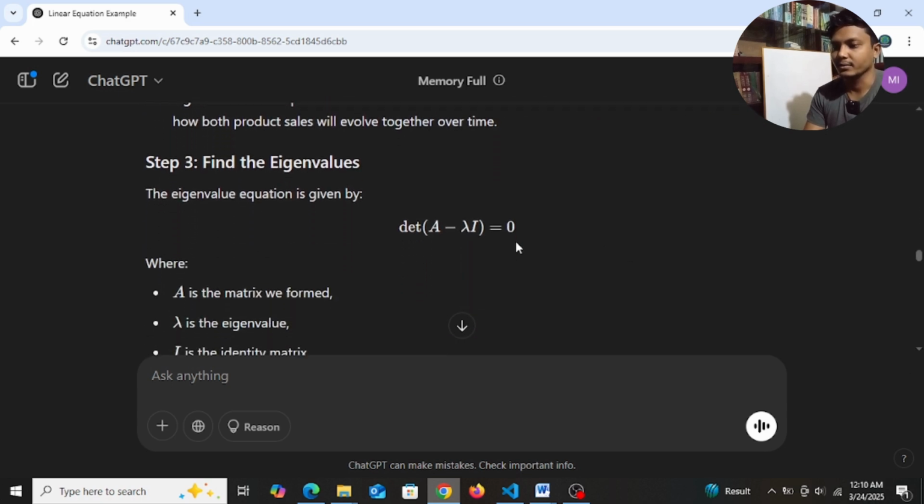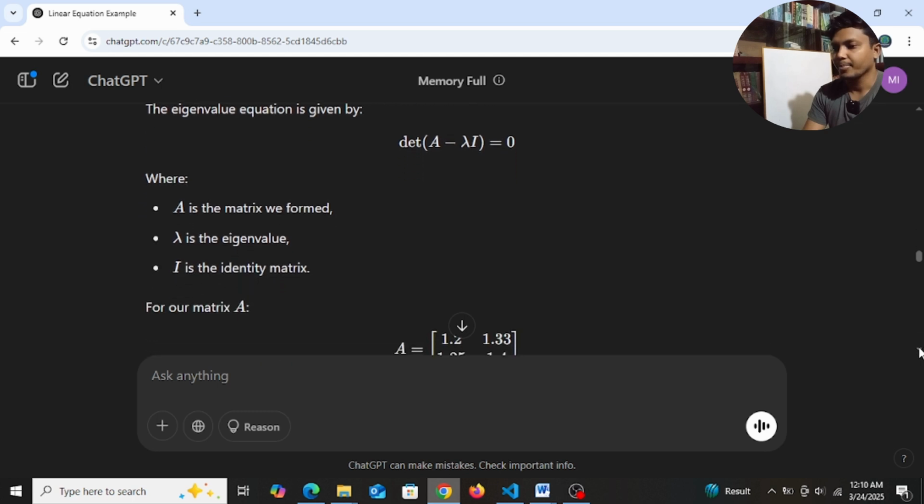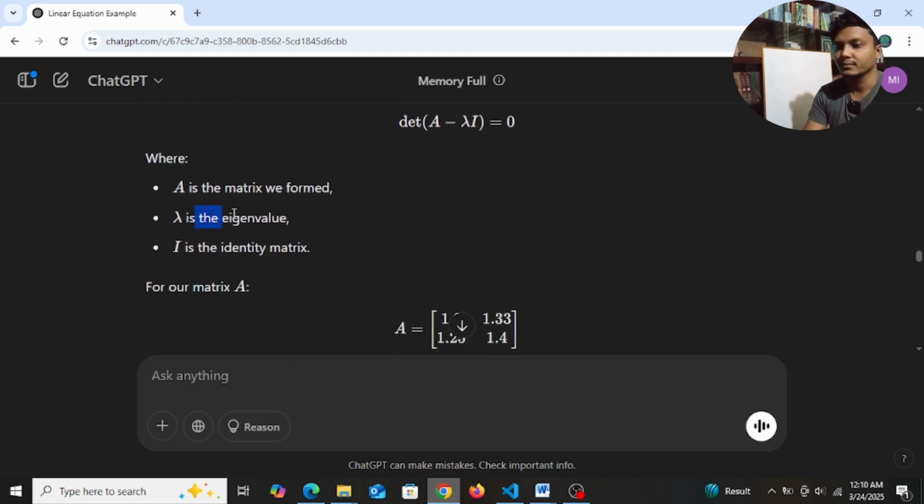Find the eigenvalues: determinant of A minus lambda I equals 0. Now we will see what this actually means, guys. A is the matrix we formed, and lambda is the eigenvalue, and I is the identity matrix, right?